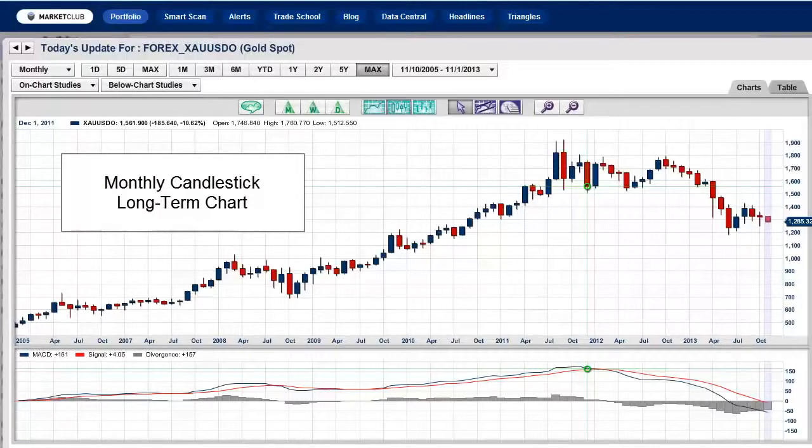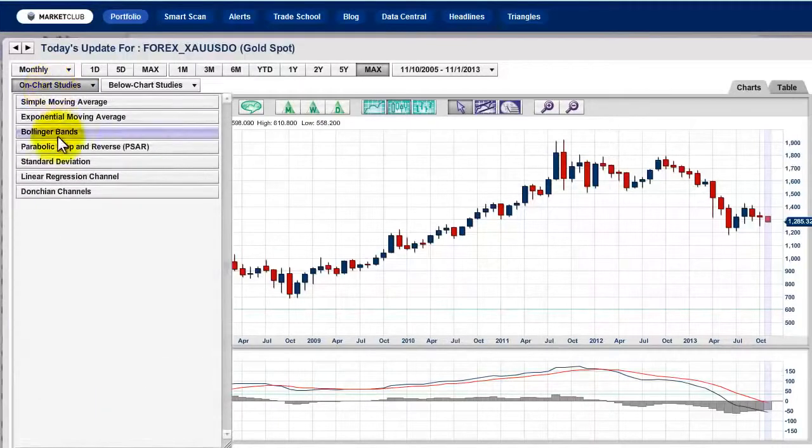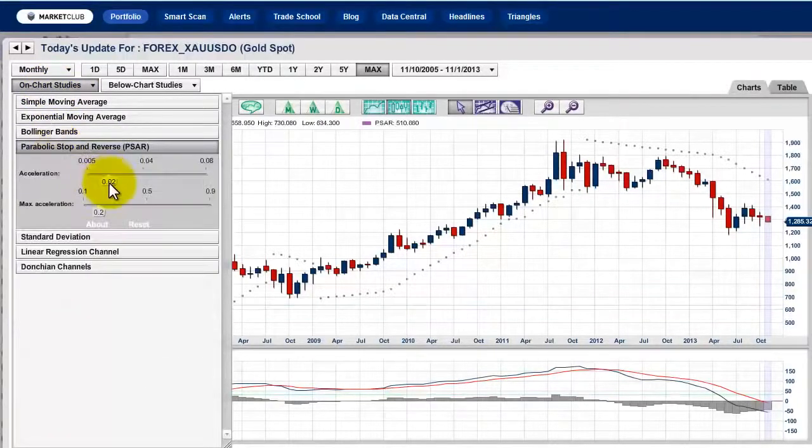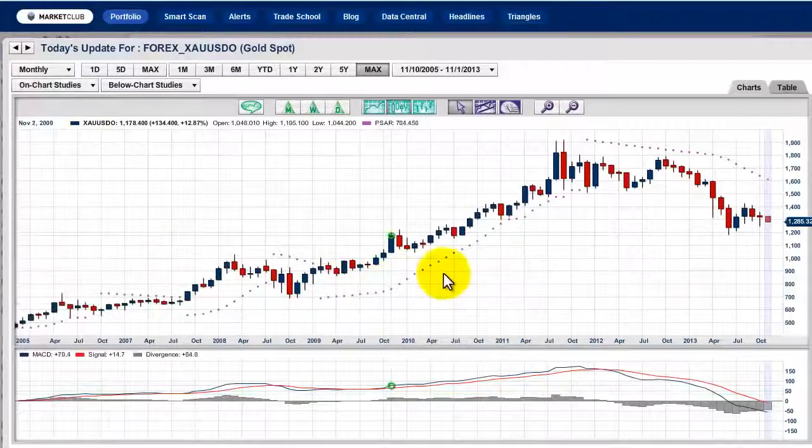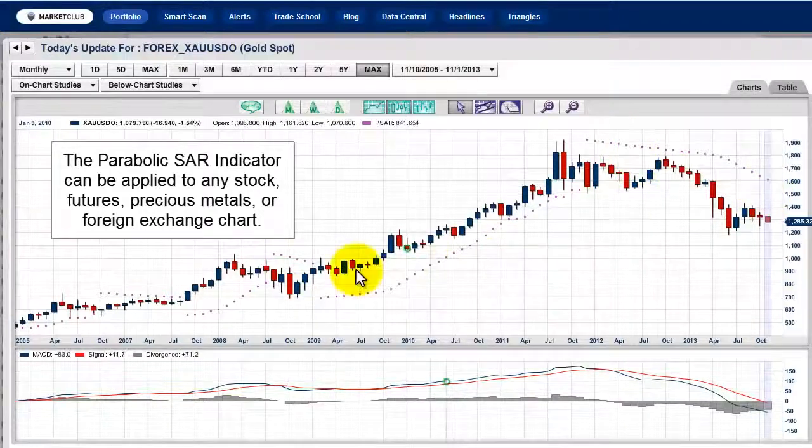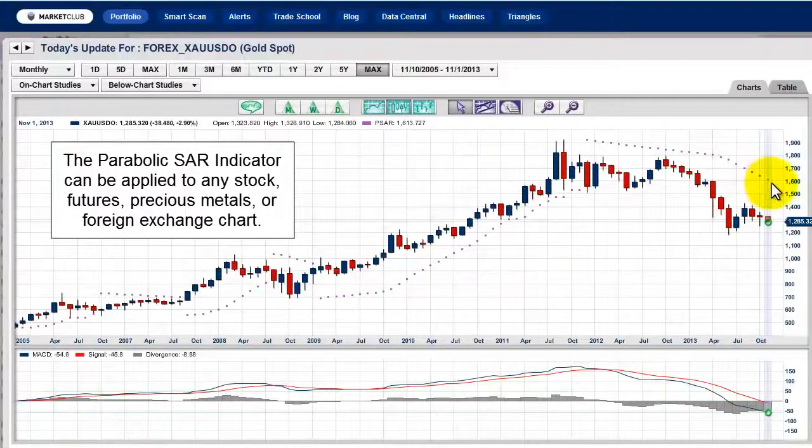First of all, we have to put it on the chart itself. So go up to On Chart Studies, click once, go down to Parabolic Stop and Reverse PSAR. We're just going to leave it at the default settings, 0.02 and 0.2. You can also read about the indicator right here. So there we have it, already defaulted settings, and you can see we had a massive move up here and then an equally big move on the downside.